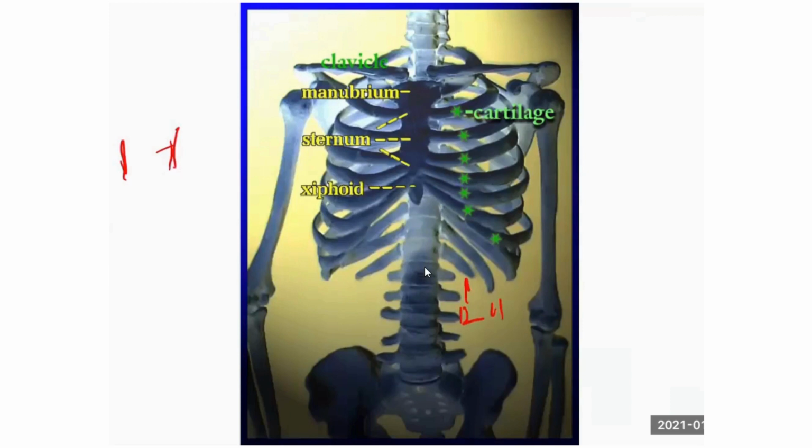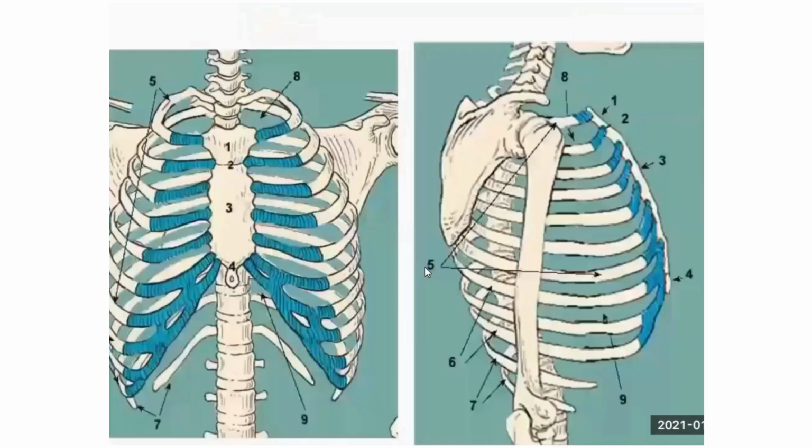The parts of the sternum are the manubrium sterni, body of the sternum and xiphoid process. Can you see this? The transverse diameter is larger and the AP diameter is smaller in adults, whereas in infants both AP diameter and transverse diameter are more or less the same.